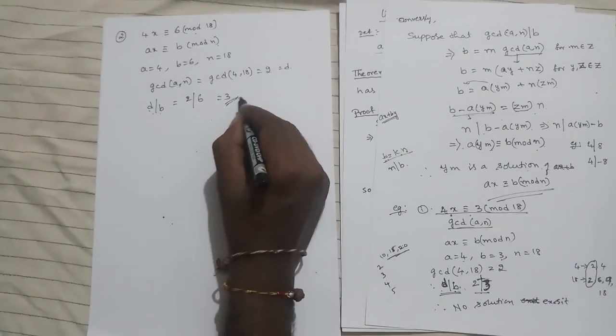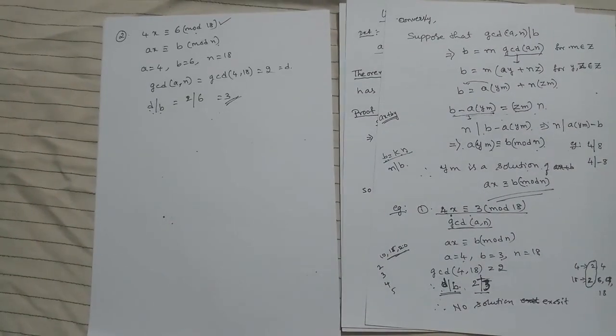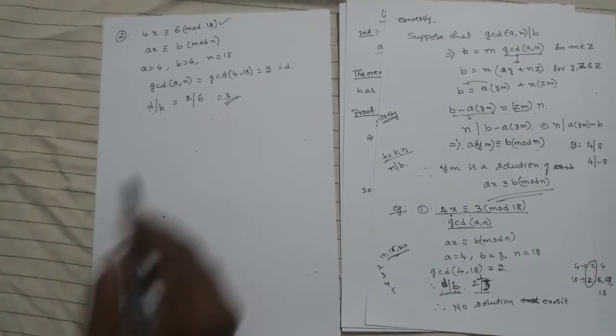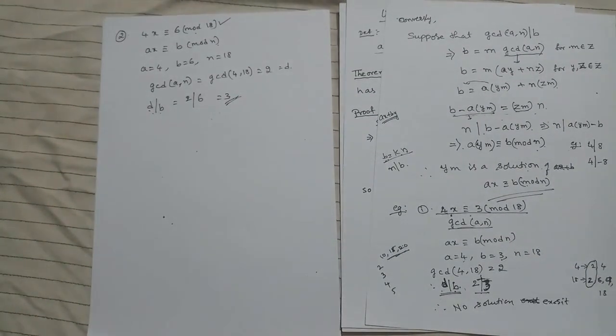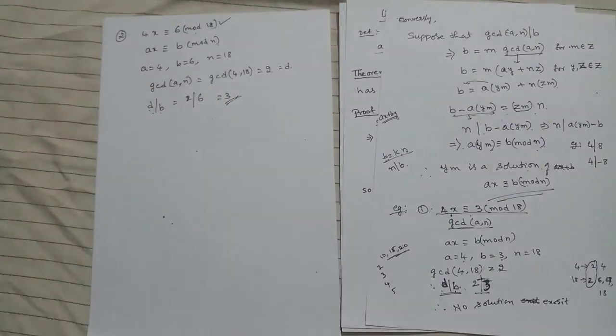So you will get a solution for this linear equation. If you get a solution, later on there is some procedure. So this is the method to check whether the equation has a solution or not. Okay, next theorem.